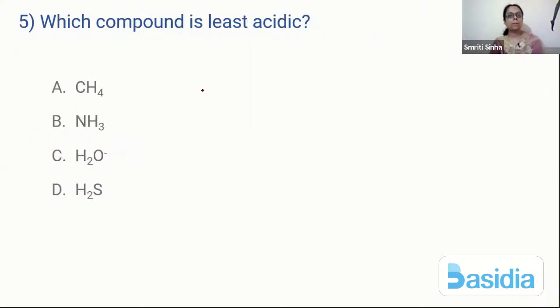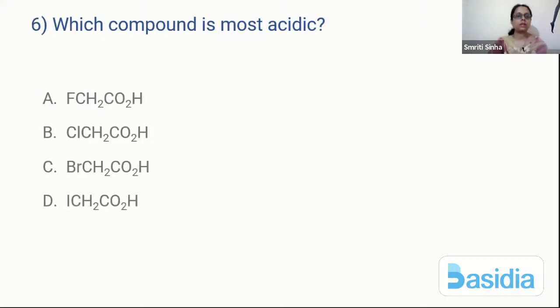Next, which compound is least acidic? So out of these, which one will be the least acidic? As usual, it is always the alkyl group, that is CH4. Next, which compound is most acidic? So out of these, which one is most acidic?